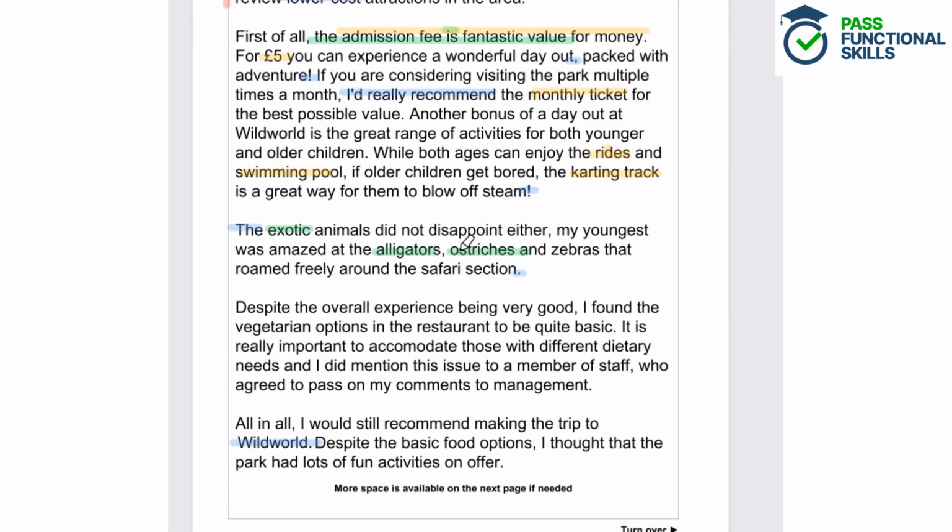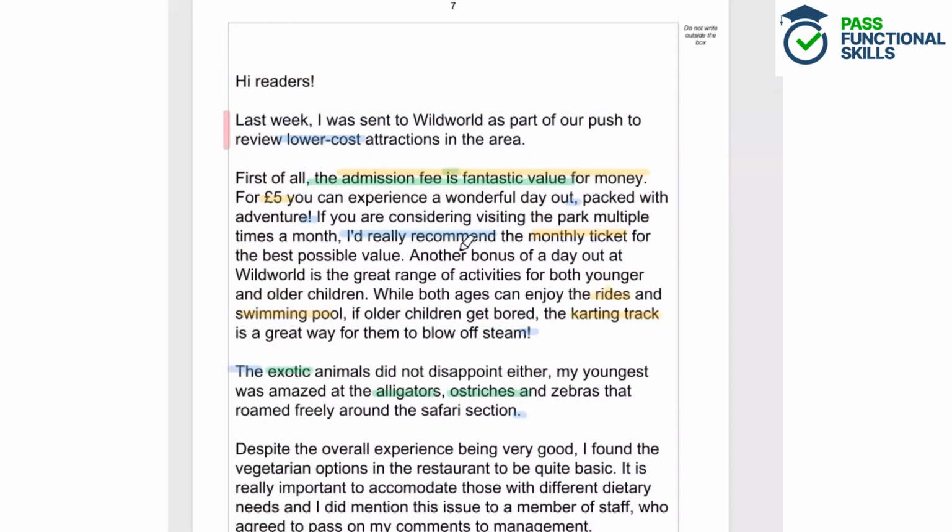If you were to write your own answer, you might want to think about adding bullet points or a numbered list of recommended activities for this question. Get creative with the organisational features and try and think about different ways that you could present information to make it interesting, engaging and clear for the reader.